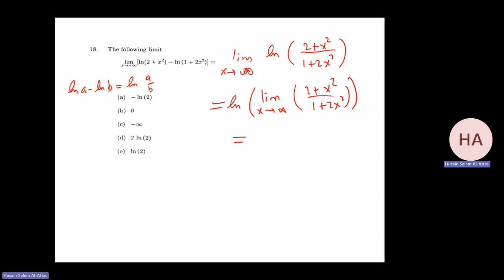Okay, that will be what? Ln. This is the same degree, so that will be ln half. Ln half, which is what? Ln 2 to the power minus 1, which is minus ln 2, using some properties of ln.